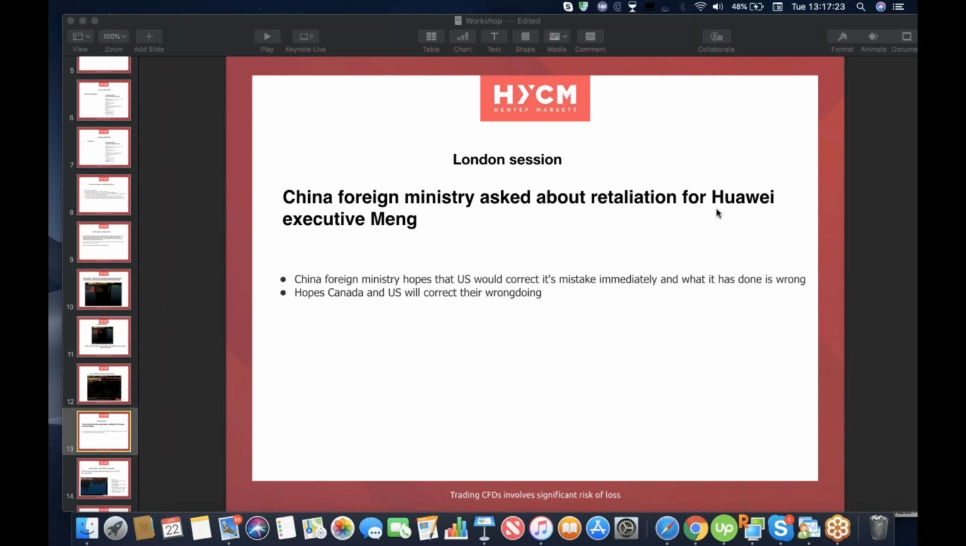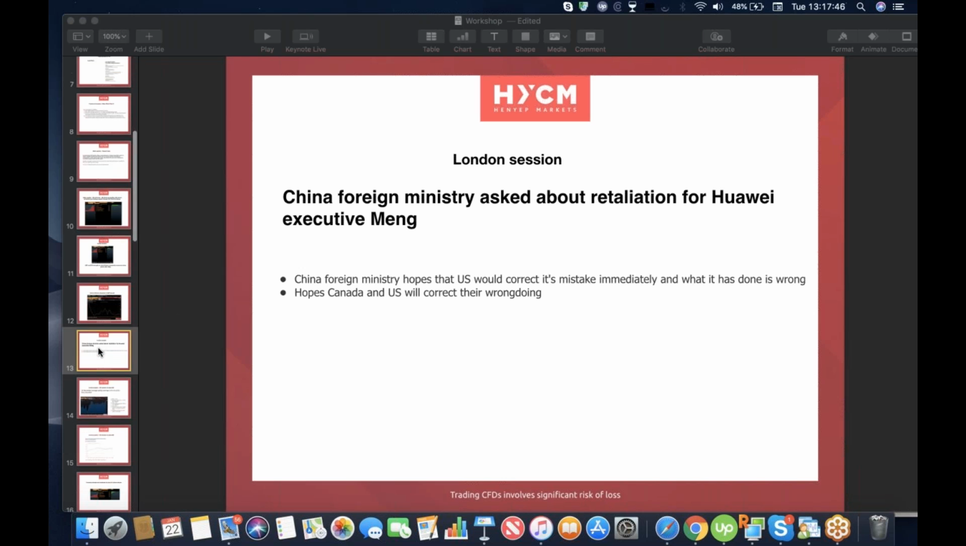So in the London session, that story carried on when China's foreign ministry was asked whether they would be retaliating for Huawei's executive Meng being extradited. The Chinese foreign ministry didn't use aggressive language, but quite firm language, saying they hope the US would correct its mistake immediately and understand what it's done wrong, and that they hope Canada and the US will correct their wrongdoing. So China, understandably, are very annoyed, and it's just part of that tit for tat that's going to be going on. So we can see that the London session is in a risk-off tone.